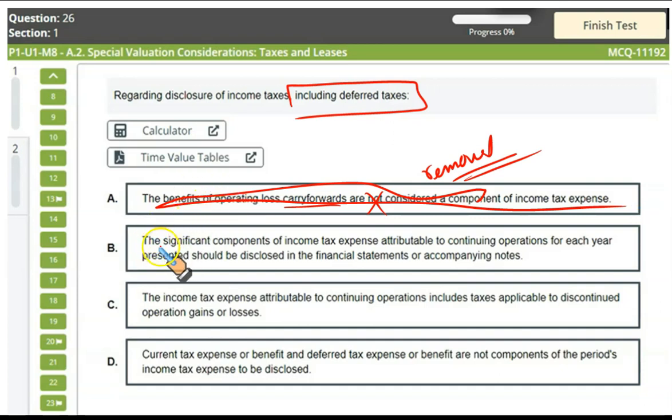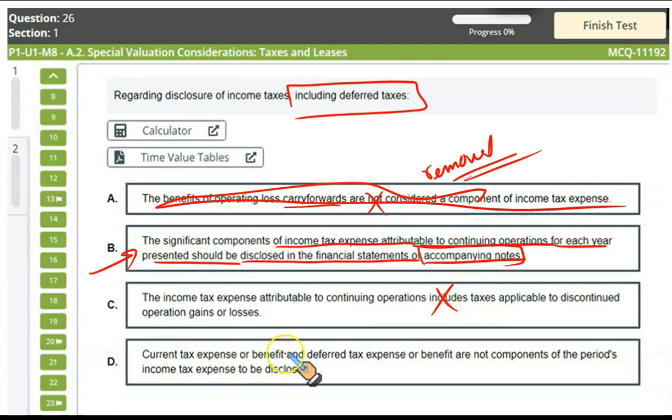So what should be disclosed? The significant components of income tax expense attributable to the continuing operation for each year presented should be disclosed in the financial statements or the accompanying notes. Yes, the components of income taxes should be disclosed within the financial statements and also in the accompanying notes. This statement makes sense. The income tax expense attributable to the continuing operation excludes taxes applicable to discontinued operation. Discontinued operation is treated separately. It should not be included in the continuing operation.